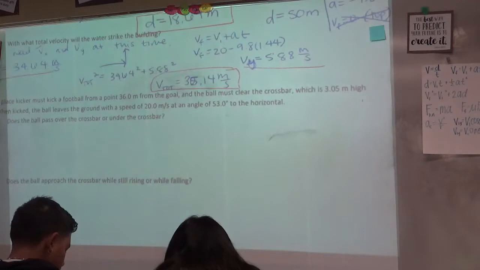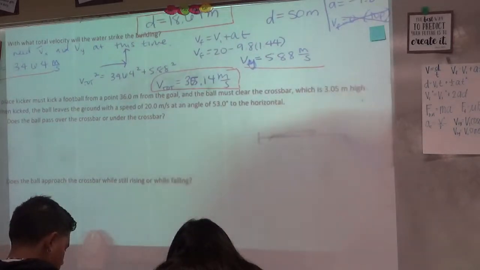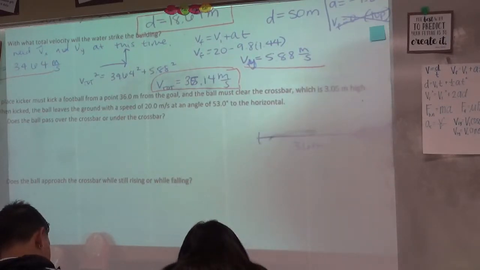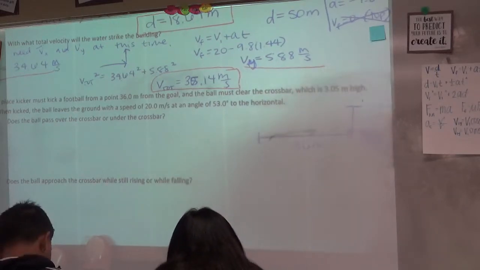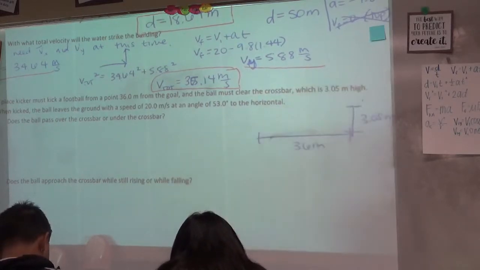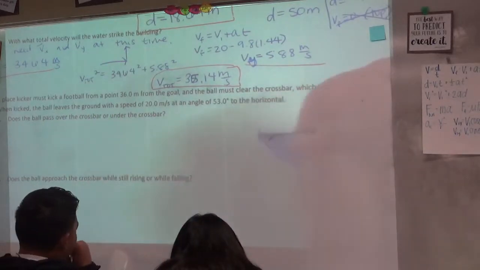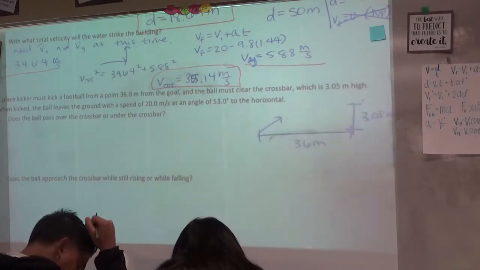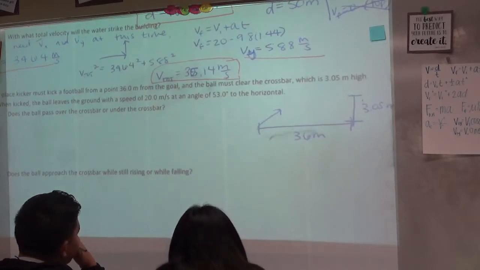All right, number 3, we have a place kicker. Places a football 36 meters from the goal. So let's draw a little picture. 36 meters from the goal, if this is your goal. And the ball must clear the crossbar, which is 3.05 meters high. When kicked, it leaves the ground with a speed of 20 meters per second and an angle of 53 degrees. So it's going over like this. And part A is asking us, does the ball pass over the crossbar or does it pass under the crossbar?